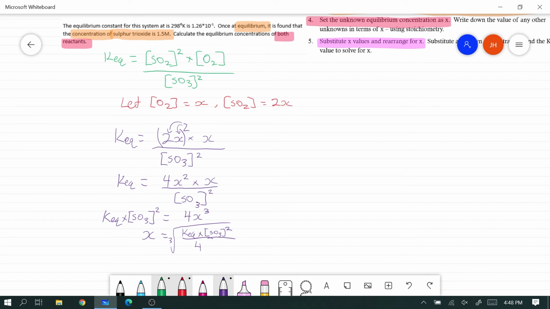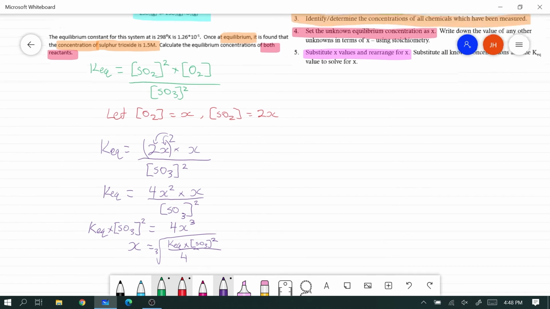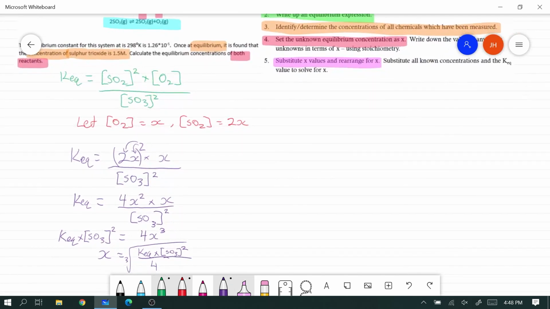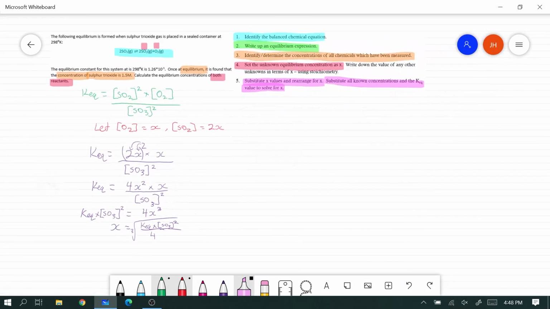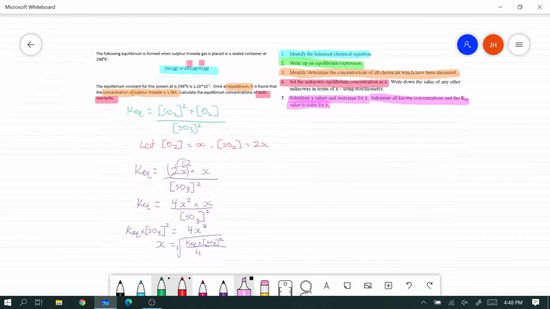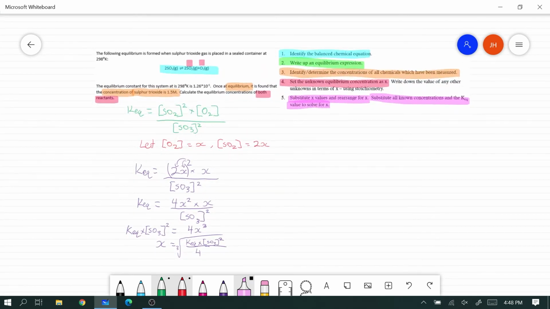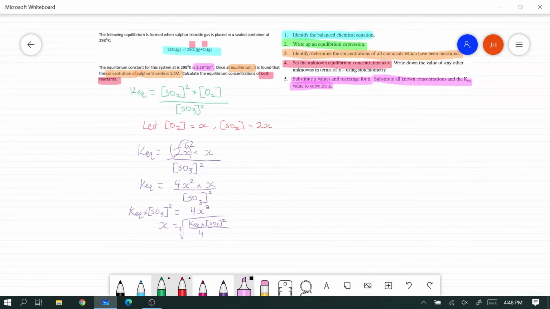If that algebra is a little bit intense or we're not too sure exactly how that's all happened, that is definitely something that we can go over and practice in class. But hopefully for most, that algebra is going to make a fair amount of sense there. Once we've done that, all we need to do is the last part of step 5, which is substitute all of the known concentrations and the KEQ value, and that means that we can solve for X. So we've already been given KEQ and the concentration of SO3 above. So both of those values can go into our equation.